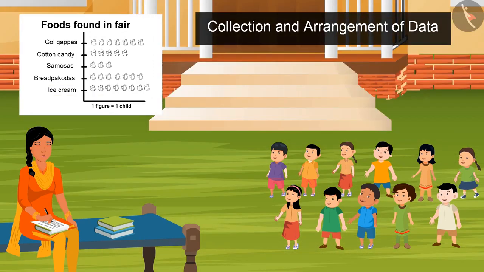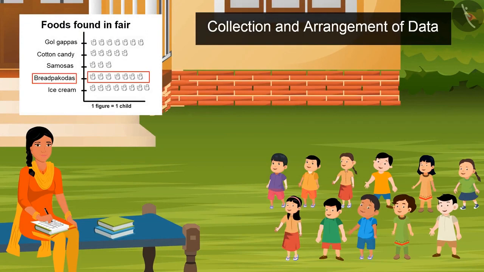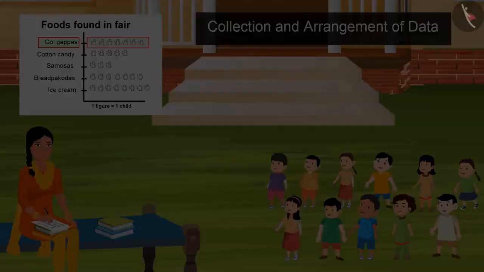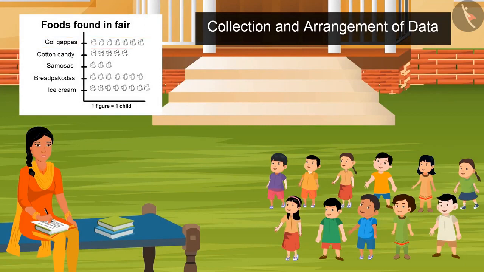Absolutely right. Now tell me, what should we buy more? Samosas or bread pakoras? Bread pakoda. Right. Now tell me, how many kids love Golgappas? 7. Very good. So kids, pictograph is also a very good way to represent data in an organized manner. Have you seen how easily and quickly we have answered with the help of these? Yes, sister.